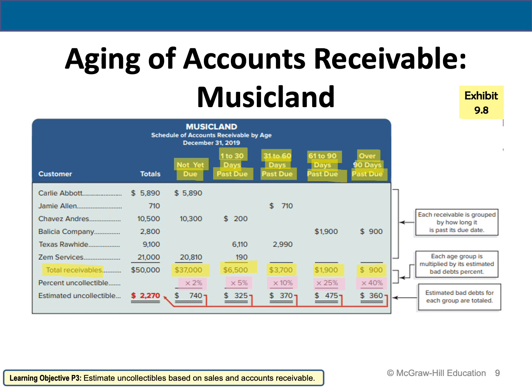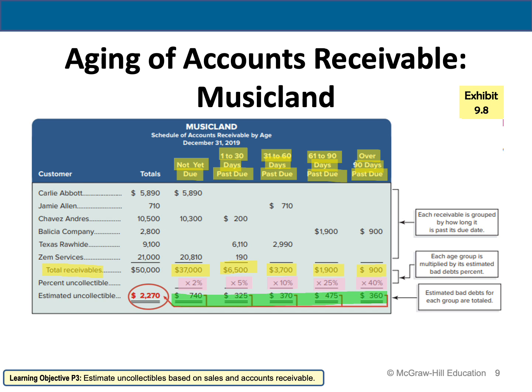Now what I'm going to do, I'm going to multiply 900 with 40%, and I'm going to get 360. And 1,900 multiplied by 25%, I'm going to get 475. 3,700 multiplied by 10% will give me 370. 6,500 multiplied by 5% will give me 325. 37,000 multiplied by 2% will give me 740. So the total will give me 2,270. This is the total estimated uncollectible amount.